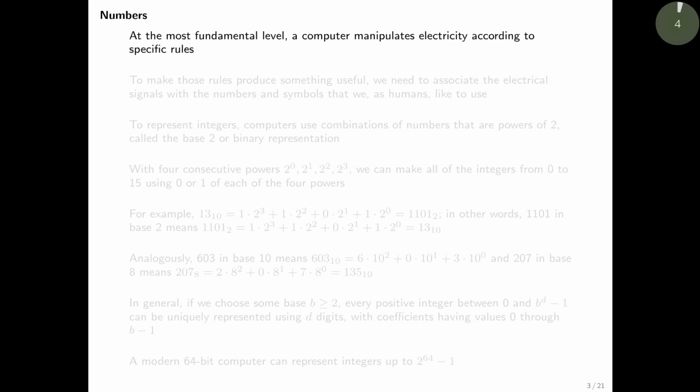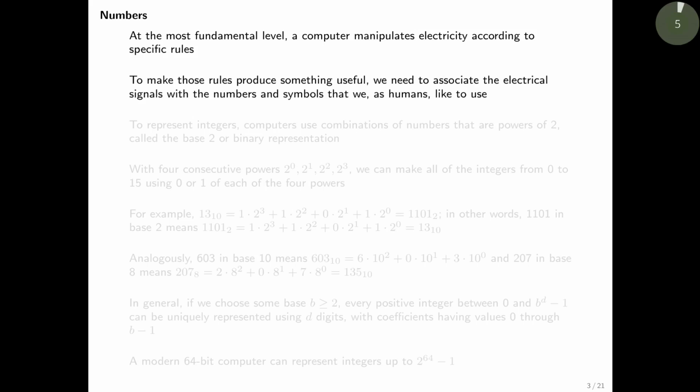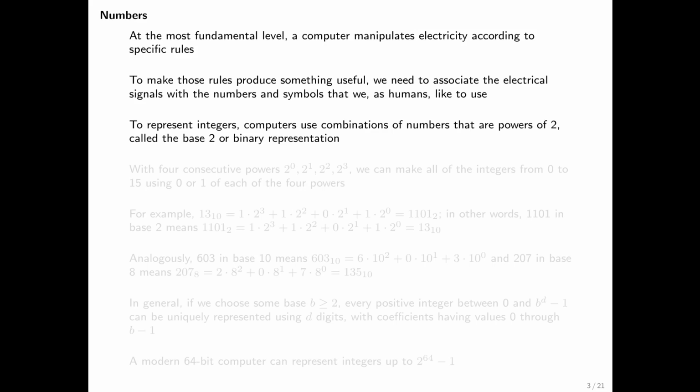Now, at the very basic level, a computer is just manipulating electric signals according to some specific rules. Now, if we want to make those rules produce something useful, something meaningful, we need to associate those electrical signals with numbers and symbols because we are more comfortable working with numbers and symbols. So let us start with integers and see how those can be represented on a computer. To represent integers, computers typically use combinations of numbers that are powers of 2. And this representation is called the base 2 representation or the binary representation.